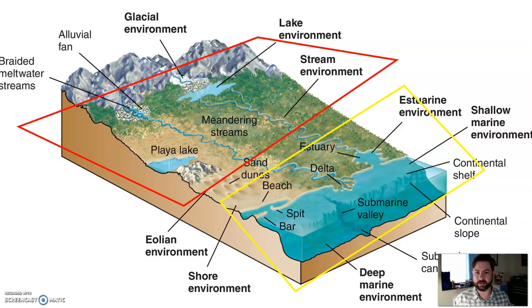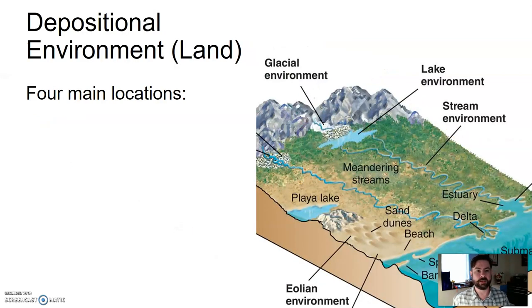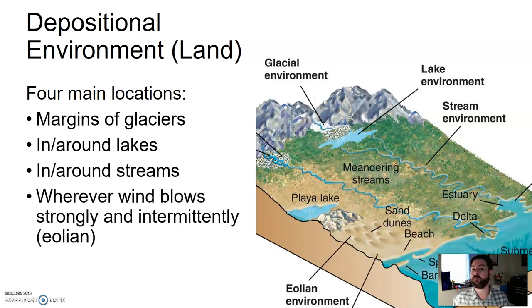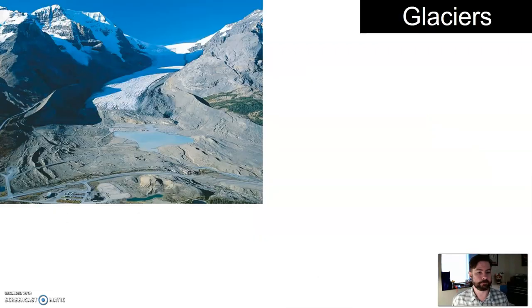So we'll treat the land environment different than near or on the ocean environment. So we'll talk about land as a depositional environment first. So there's 4 main locations on land where sediment gets deposited. At the margin or edges of glaciers, in and around lakes, in and around streams, and wherever wind blows strongly and intermittently, sometimes known as aeolian environments.